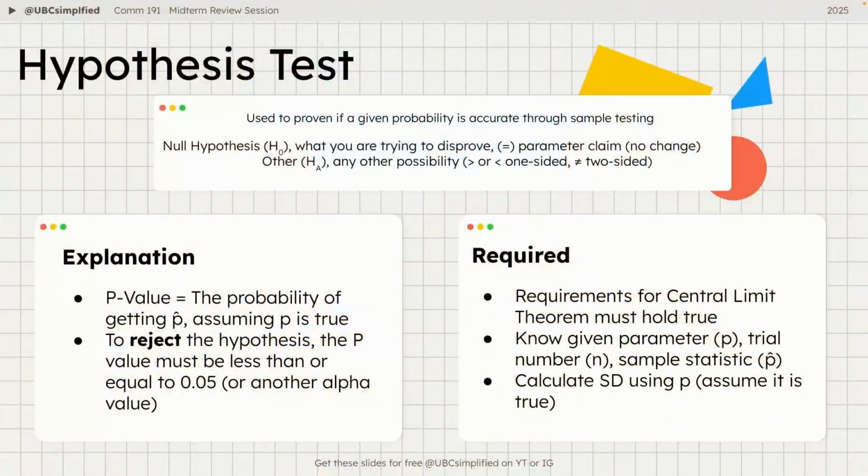You'll have to know the given parameter, so that's your 90% of people like mangoes. You'll have to know how many people you surveyed, and that's your sample, and also your sample statistic. So in this case, it would be 60%. And then you're calculating the standard deviation with the p, which is your parameter, because you're assuming it is true. And we'll get to that.